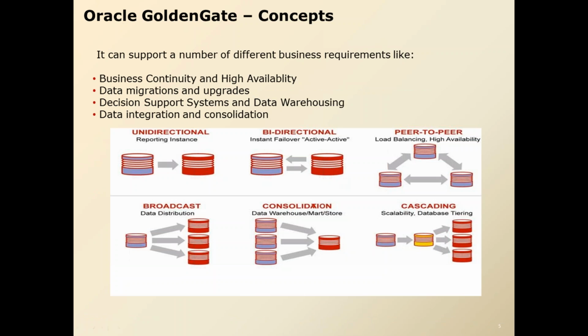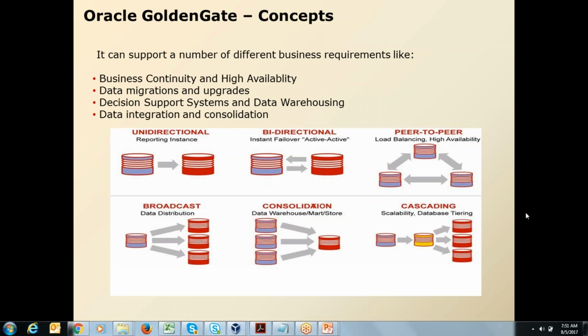Now, what business requirements can GoldenGate support? GoldenGate can support a number of business requirements like business continuity and high availability. As we discussed, if your New York server is down, your Dallas server is getting the data in near real time, right? So whatever data it has, it will be available on the Dallas server.